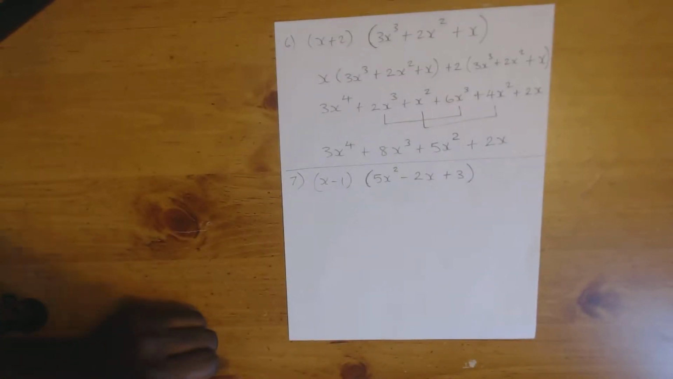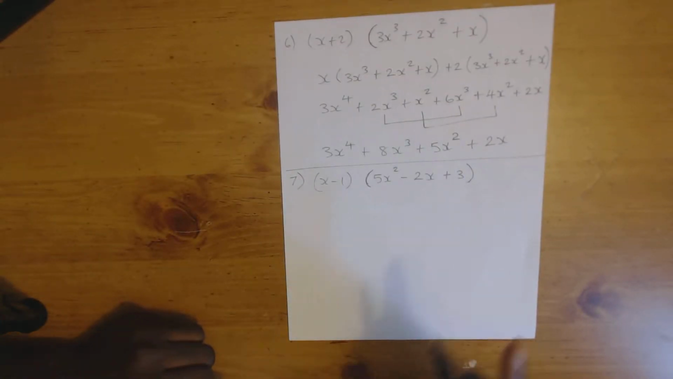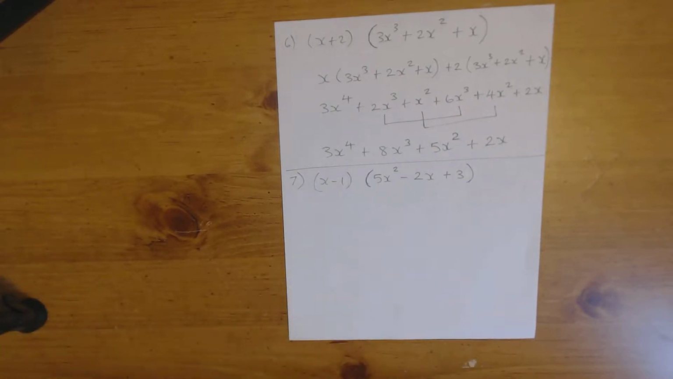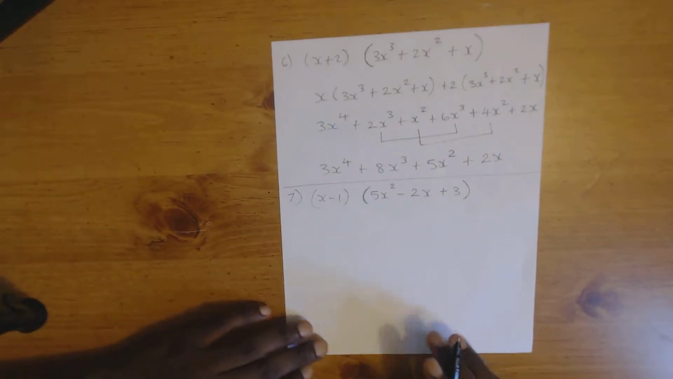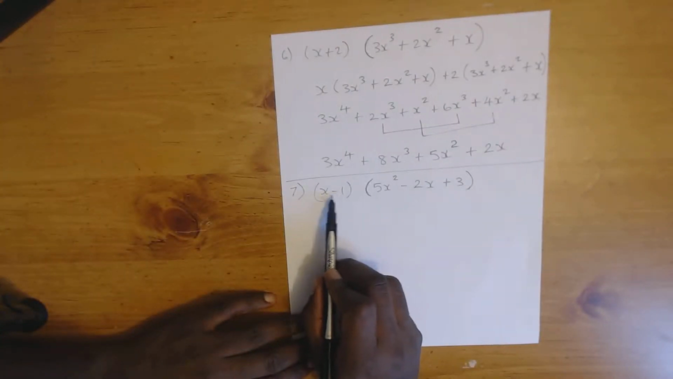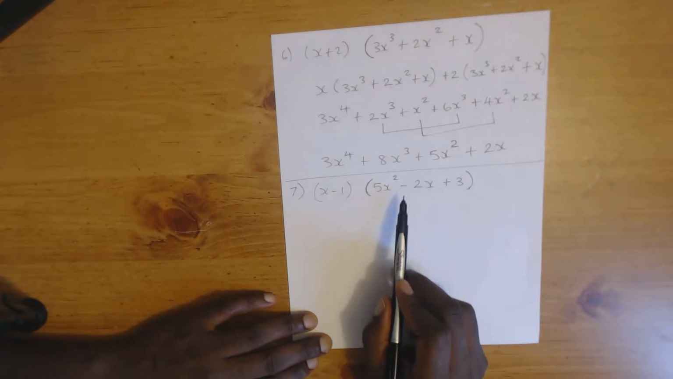Here we go again. We're going to step it up even higher. We're going to go into fifth gear right now because here we have a more difficult one. Now you've got to be careful. Watch your signs. This is x minus 1 now, and here we have a minus sign over here again. So we've got to watch out for that.